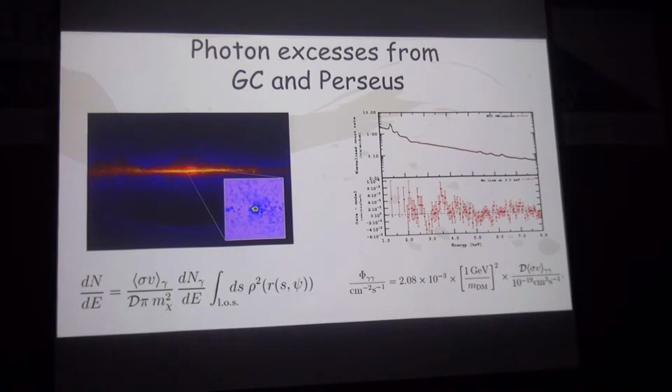Similar in the Perseus case, except two things are different. The first thing is the velocity, as I said. The second thing is that this Z factor is different, and the formula is the same. And then, because this dark matter annihilated to the photon, this is a monochromatic line.